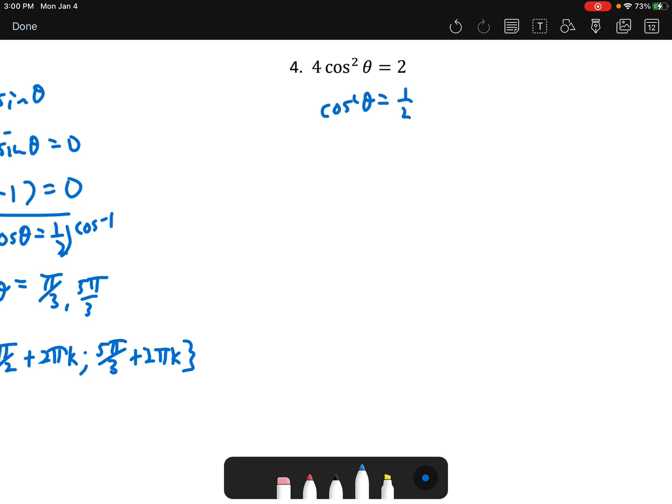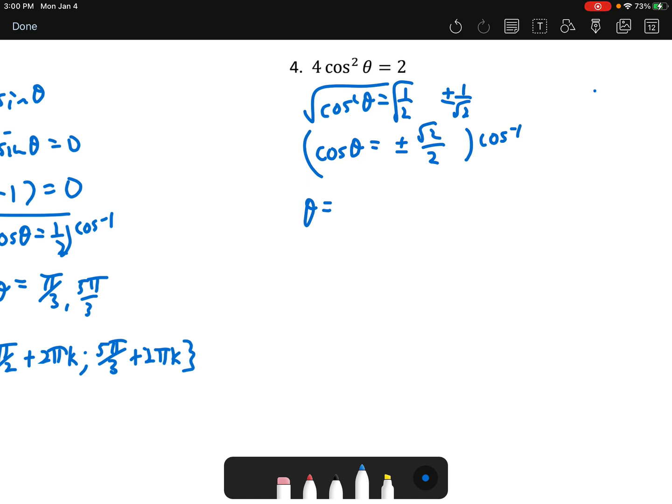Okay, and the final one, cosine squared theta equals 1/2. I'm going to take the square root, and I'm going to get the plus or minus radical 2 over 2, because that's going to be 1 over radical 2. And 1 over radical 2 is radical 2 over 2. Now, when is cosine positive radical 2 over 2 and negative radical 2 over 2? Here again, you got to be careful on this, because they're 180 degrees away from each other. So how far? We know the one answer is pi over 4. So what's the next?